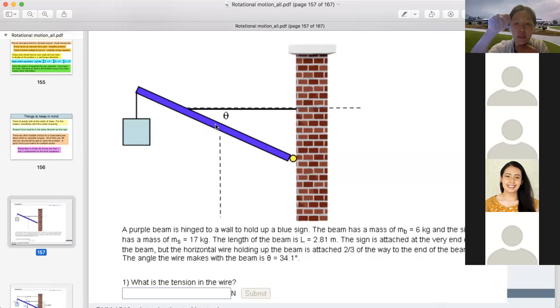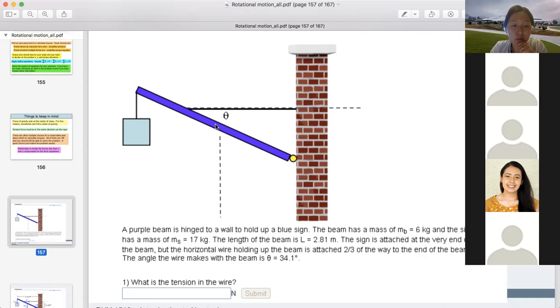So the weight of the beam is just like the weight of the sign, but it's simply halfway. Right? It's at the L over 2 point instead of all the way to the end of the beam. So likewise, the lever arm for the weight of the beam would be L over 2 times cosine theta. Okay, just half of what we had before for the weight of the sign. So those are the two.